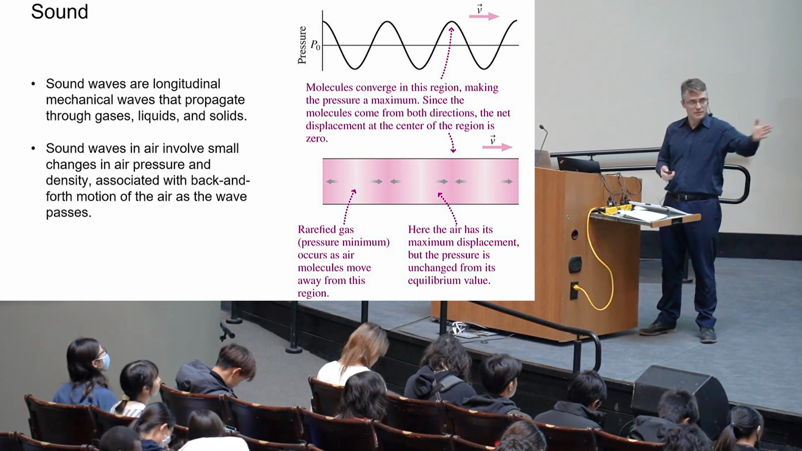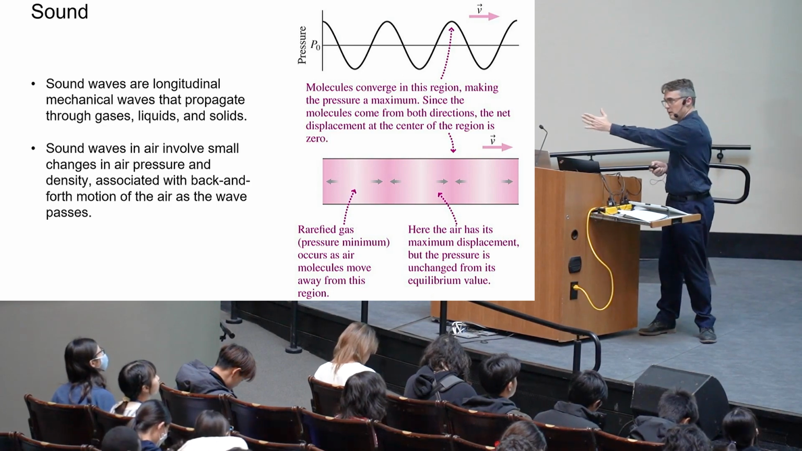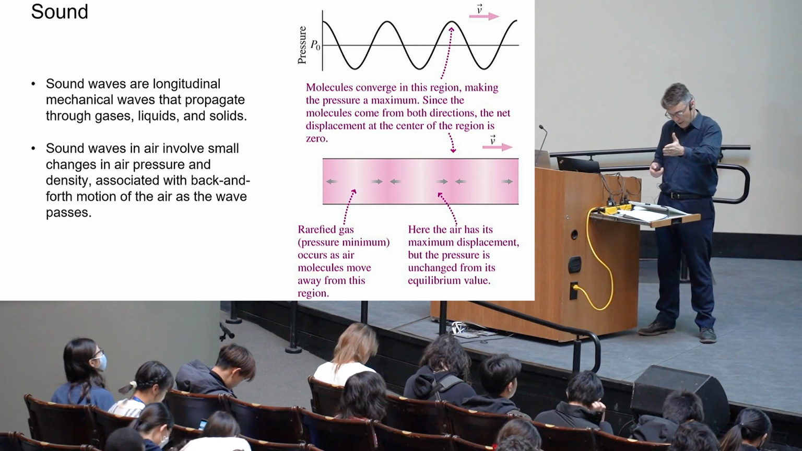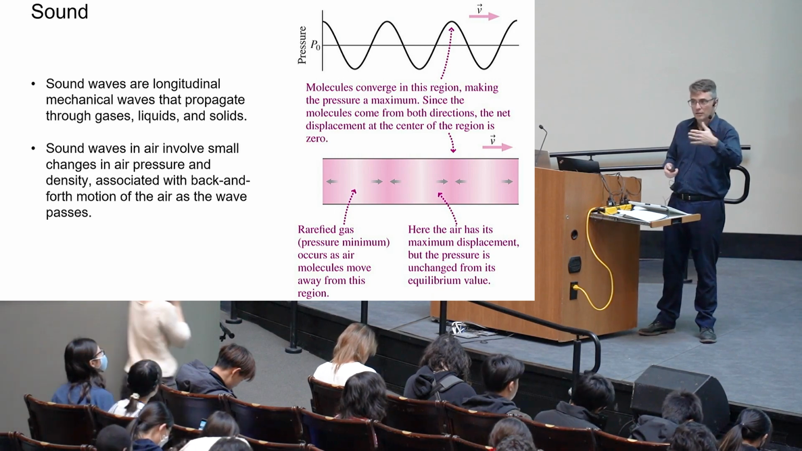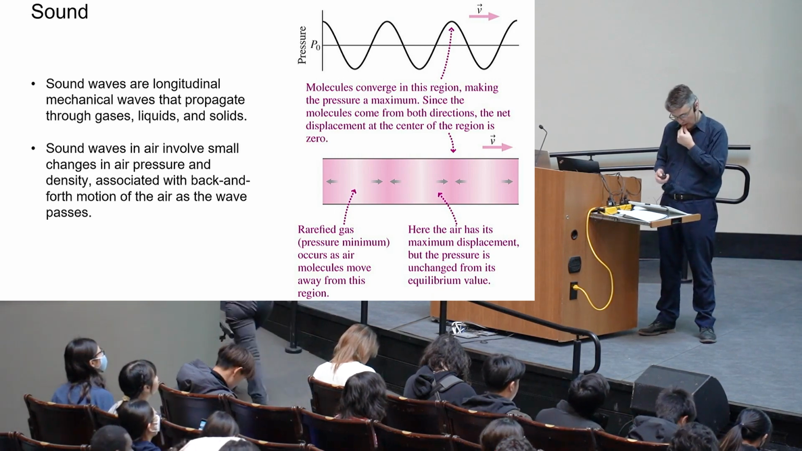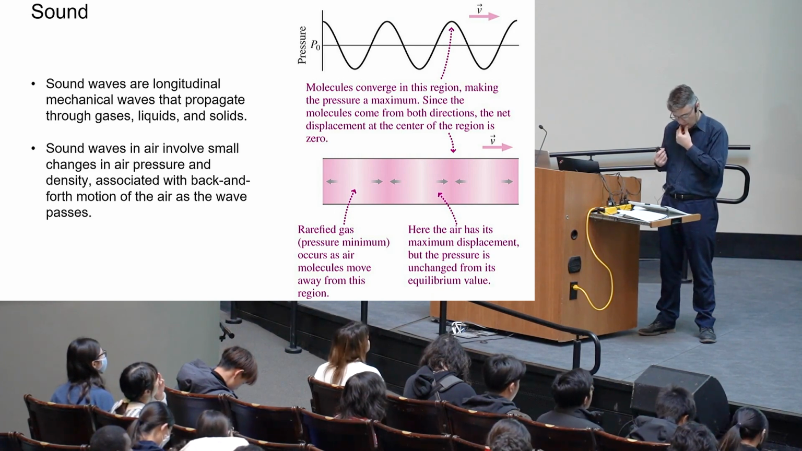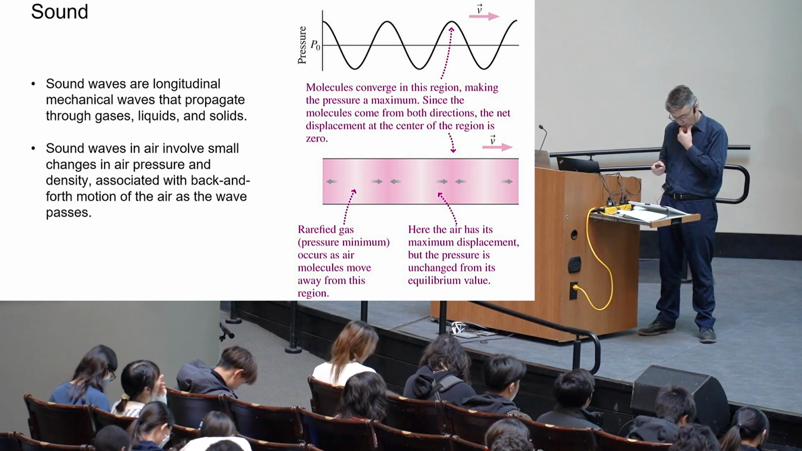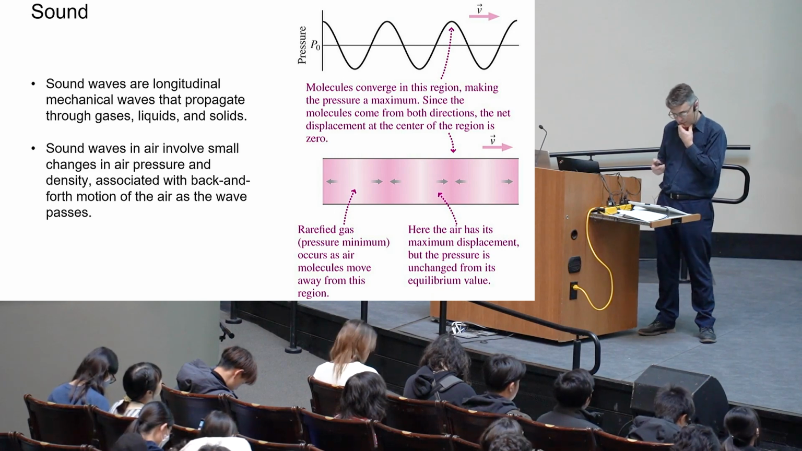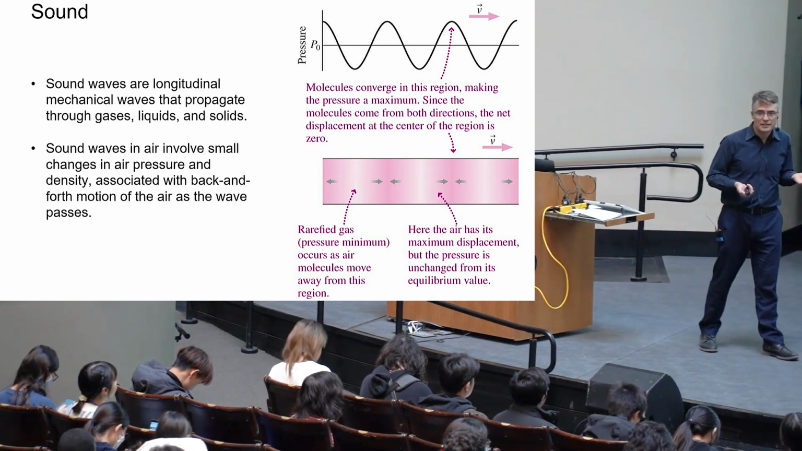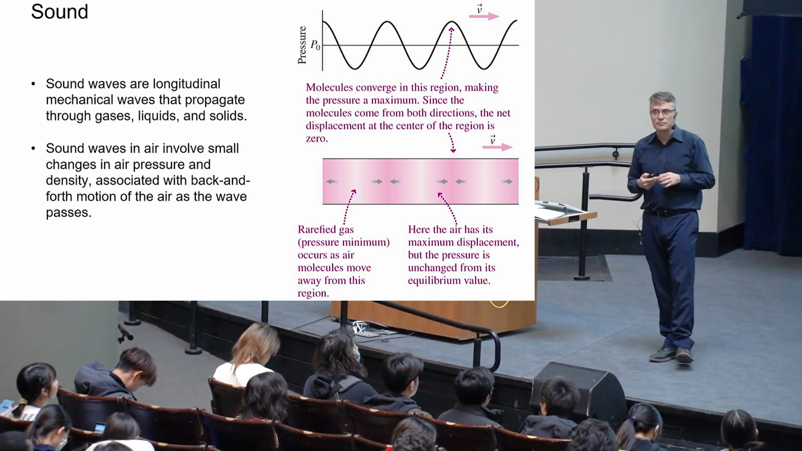But when that happens, like when we did that longitudinal wave, you got closer and farther from your neighbors as you shifted back and forth. So there's a density or a pressure aspect to it as well. Sound waves involve small changes in air pressure and density associated with the back and forth motion of the air as the wave passes along. So you can make a plot of pressure versus time, and that's all sound is.